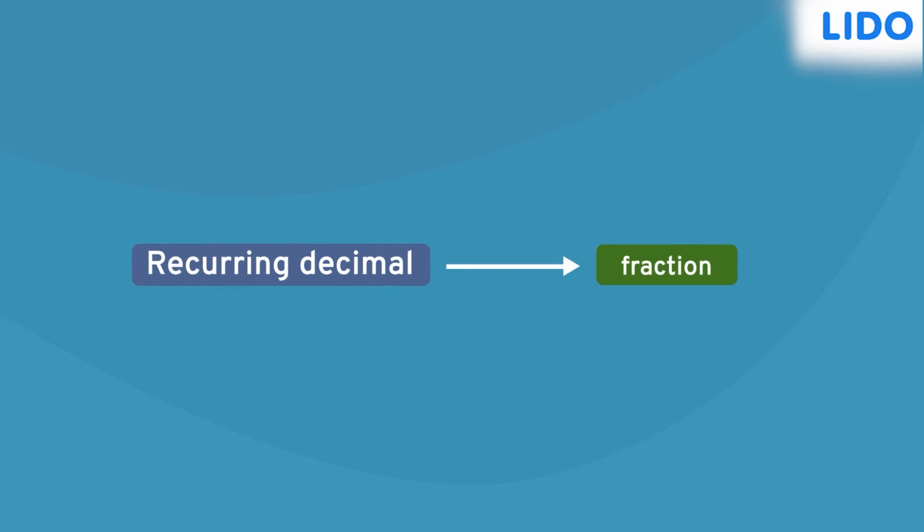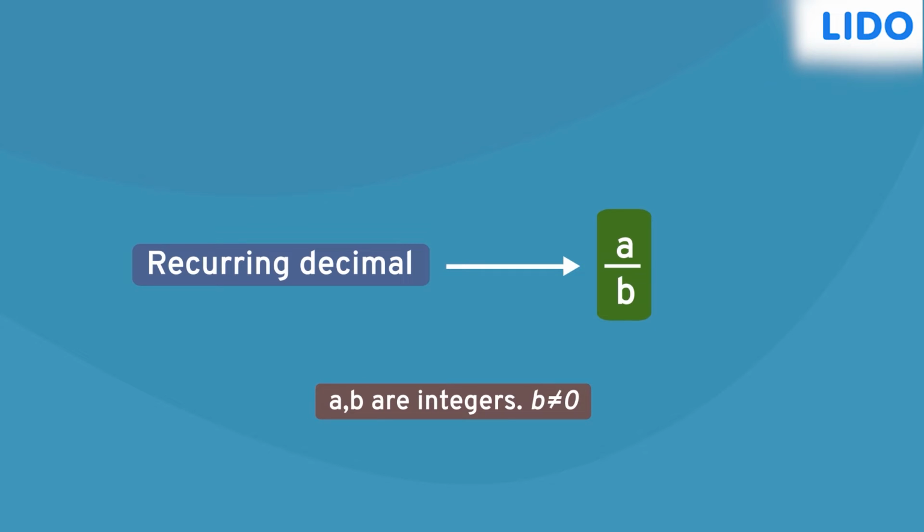We also know that a rational number can result in a recurring decimal. So, how do we express a recurring decimal as a ratio of two integers with a non-zero denominator?